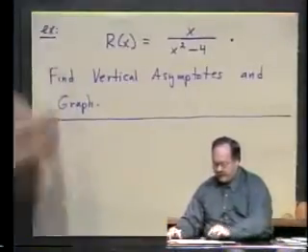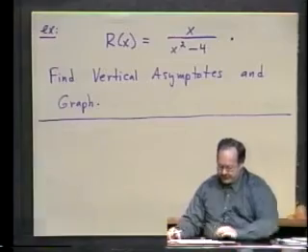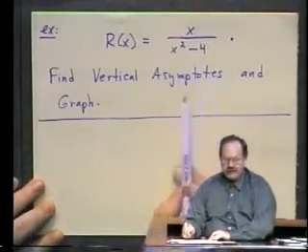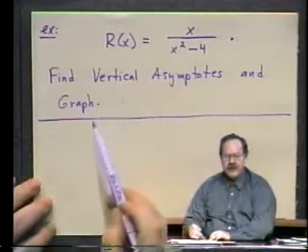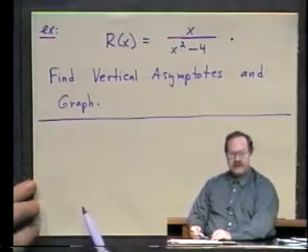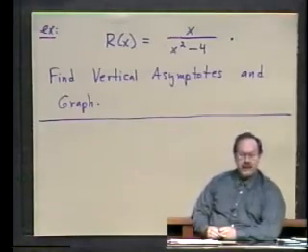Okay, with that theorem and that counterexample at the back of your mind, here's time for you to try one for yourself. Why don't you try this one? R of x is equal to x over x squared minus 4. I want you to find the vertical asymptotes and produce a graph that shows the vertical asymptotes and the rest of this function. So I'll come back in a moment.